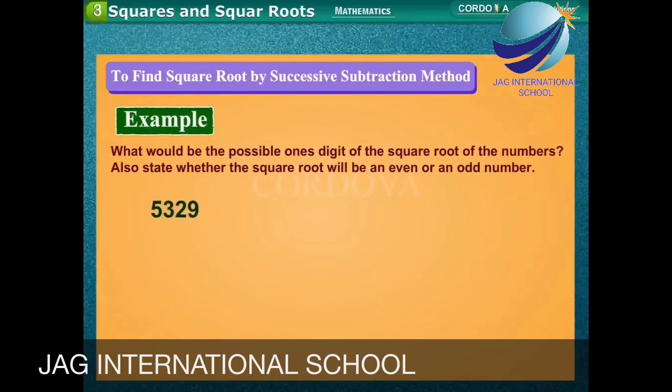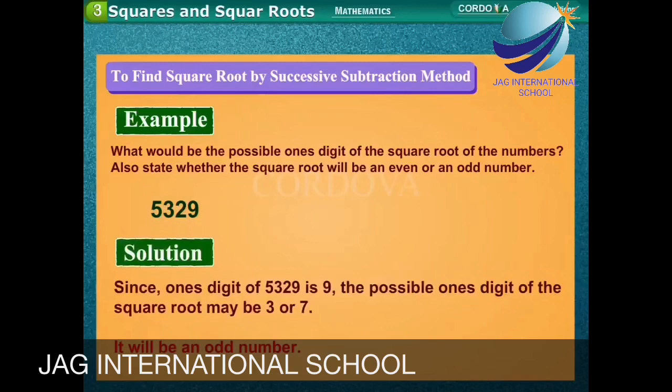Example: what would be the possible ones digit of the square root of the following numbers? Also, state whether the square root will be an even or an odd number. 5329. Solution: since ones digit of 5329 is 9, the possible ones digit of the square root may be 3 or 7. It will be an odd number.